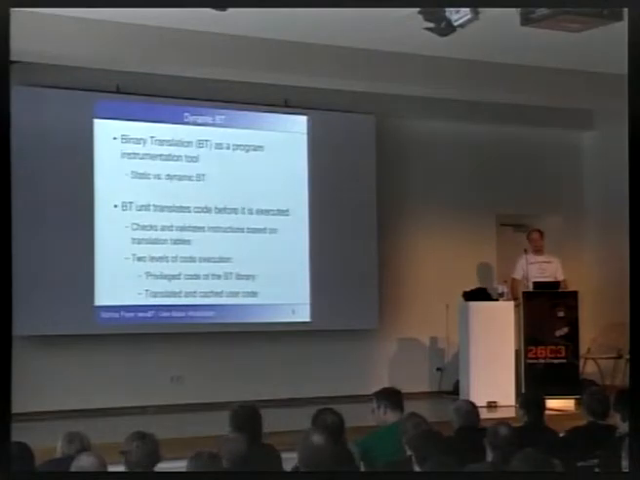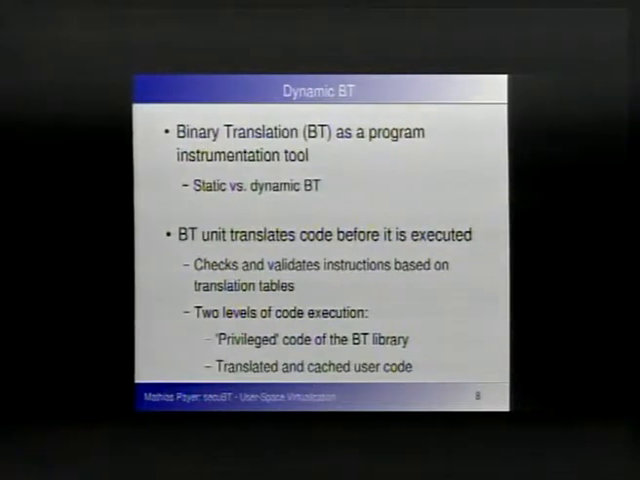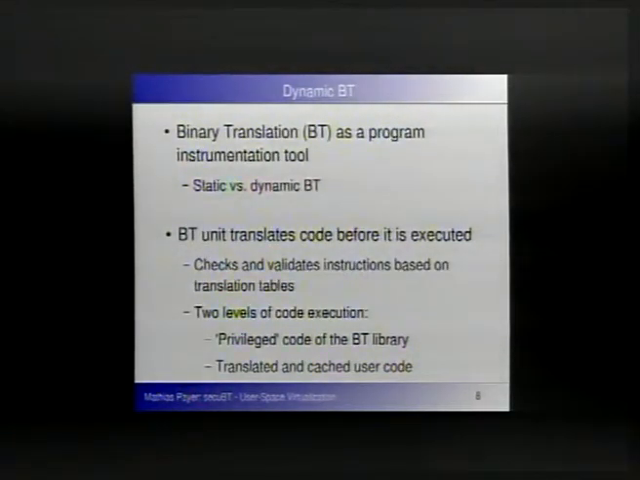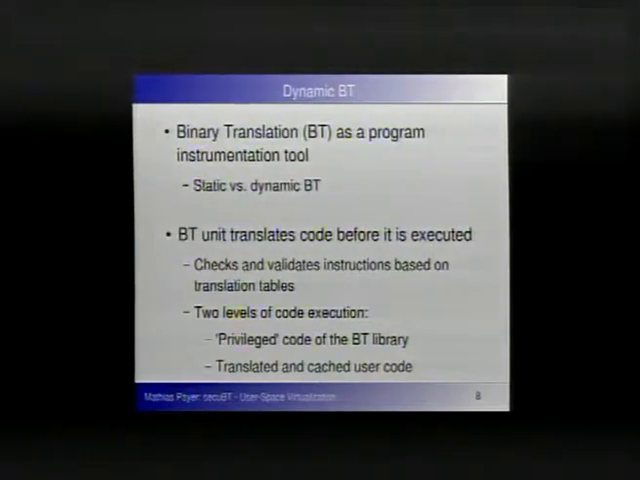Dynamic BT, on the other hand, translates all code as it is being executed. Right before we would jump into a basic block, we translate that basic block, place it into a code cache, validate everything based on our translation tables, and then let the program execute that newly translated code.